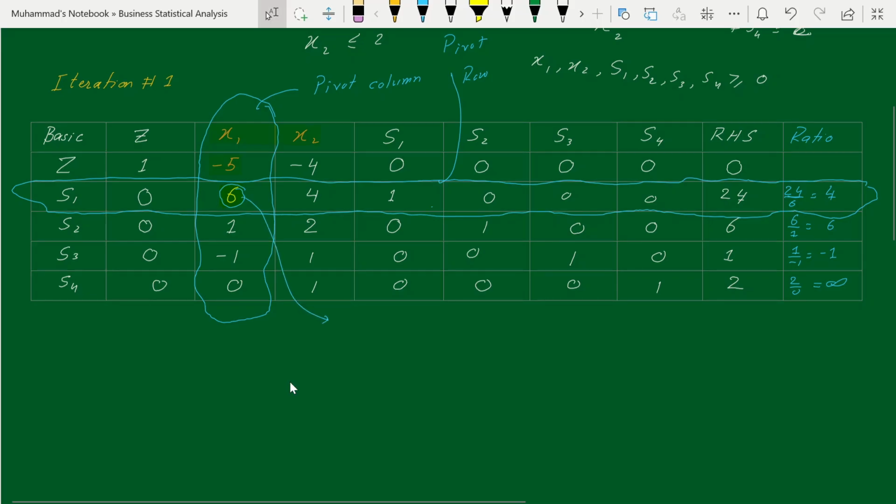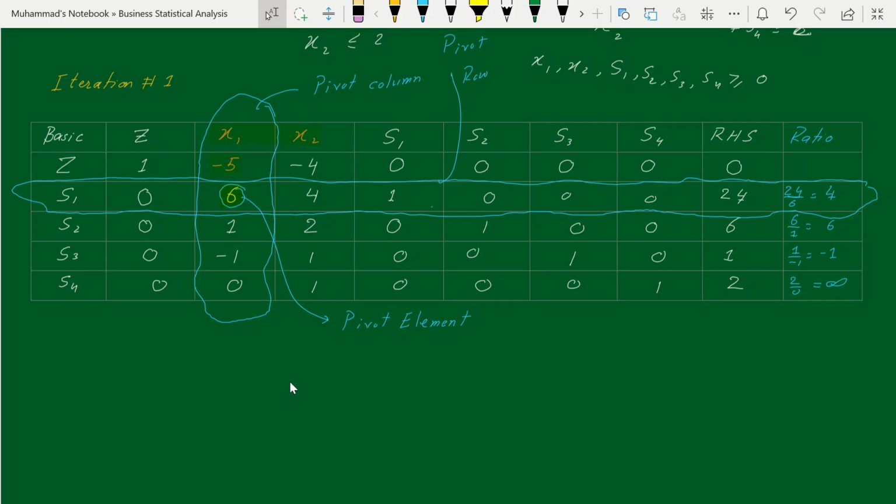We call this a pivot element. Once we have found the pivot element, the next step is to start a new iteration. In the new iteration, this non-basic variable becomes a basic variable. So s1 is the leaving variable and x1 is the entering variable.